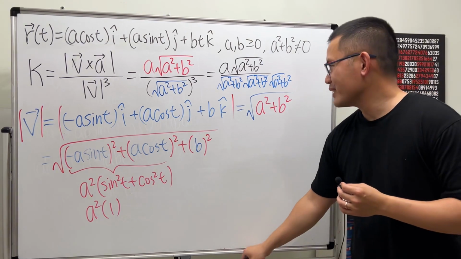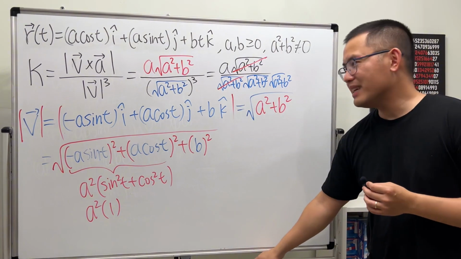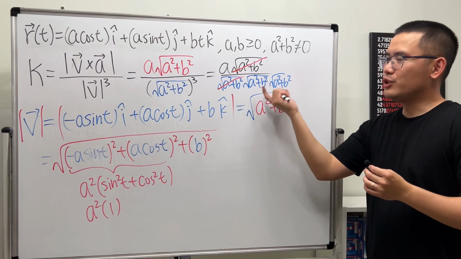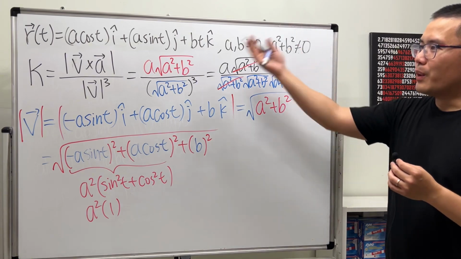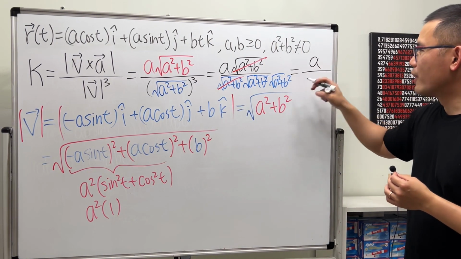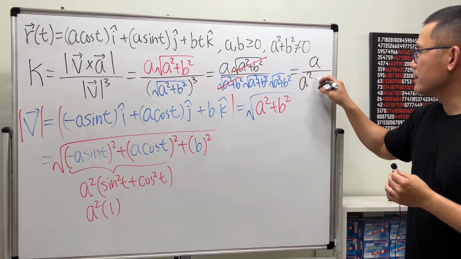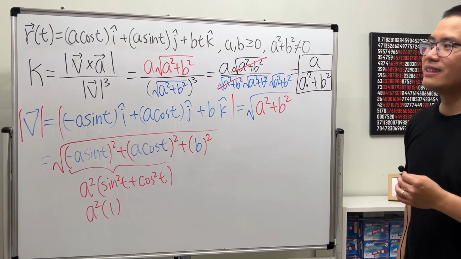So we can go ahead and cancel this and that nicely. And we can see that this times that is just the inside. So ladies and gentlemen, our curvature kappa is equal to a over a squared plus b squared, which is a very nice expression in my opinion.